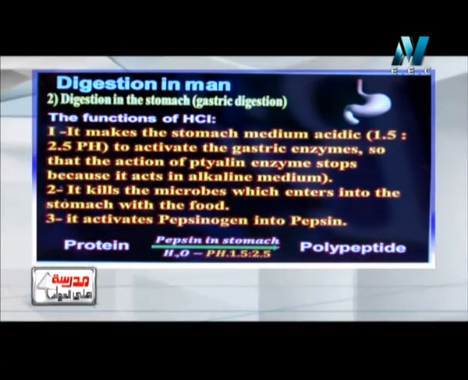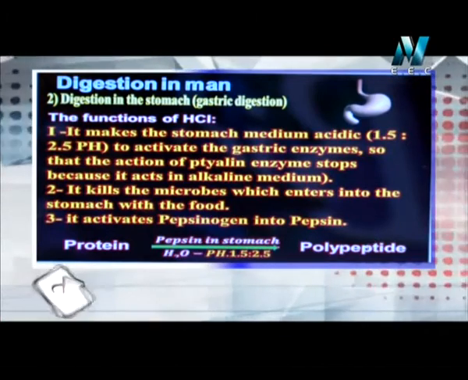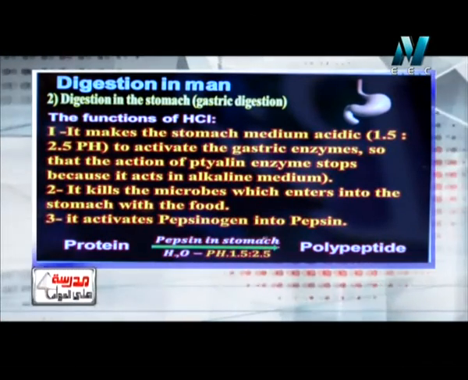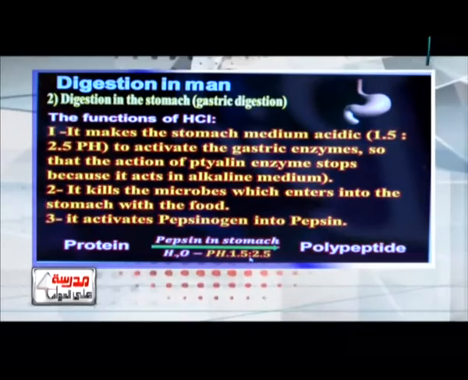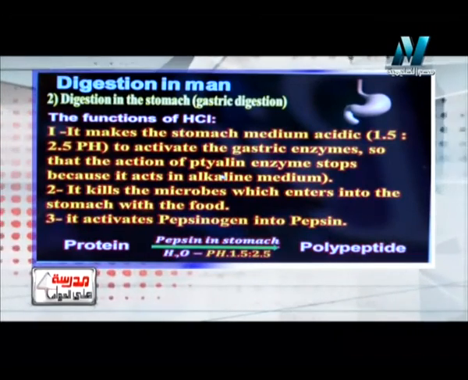But what about the active pepsin? Pepsin is an active enzyme because the active enzyme digests protein. The cells are made of protein, so pepsinogen is inactive to protect the cells against the action of the enzymes. So the pepsin, the active enzyme, can hydrolyze protein into polypeptide. The pH value of the stomach is 1.5 to 2.5.